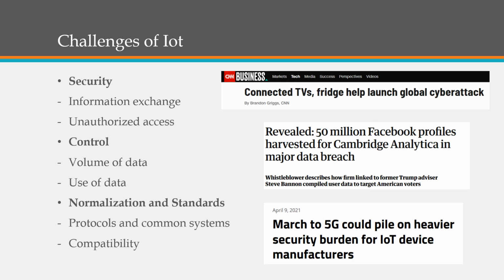The control is important because in the process of interaction between devices, they generate a lot of data, and this data goes to servers, and these servers are property of companies and governments, and they need to manage this information in a proper way. They need to be very responsible persons, and they need to act in an ethical way.